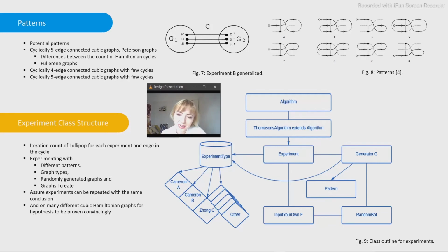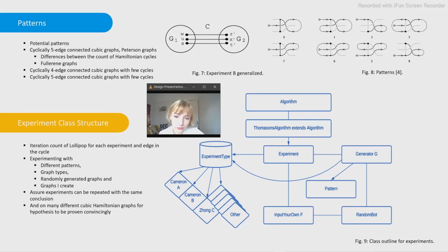So some of the different types are 5-edge connected or 4-edge connected graphs with either few or many cycles. There's of course the kind of generalization, as can be seen in figure 7, where any graph could be taken twice with only updating a few edges, so they are connected by 3, for instance. There are some more patterns here, and the experiment class structure will look something like this. The experiment can take the information either directly from the graph database or examples, or whether you input your own or use the generator. It will use the random fill method after using this pattern selected.